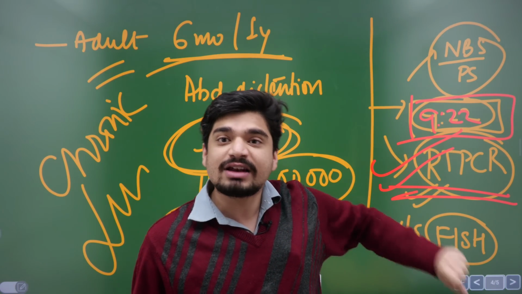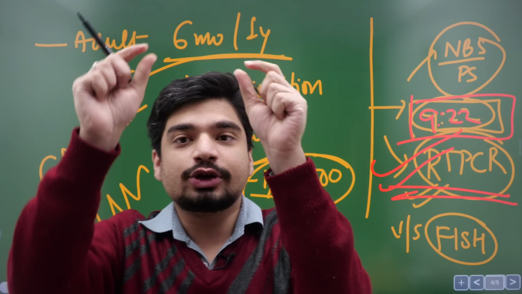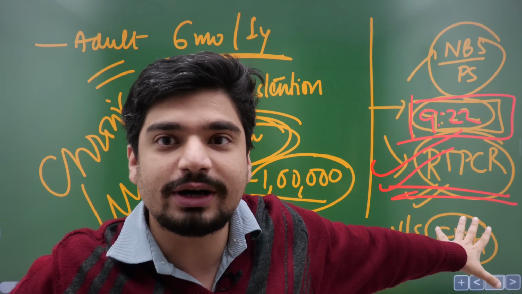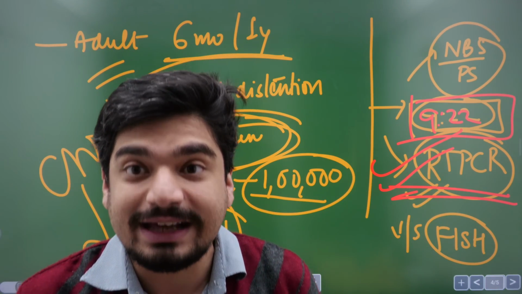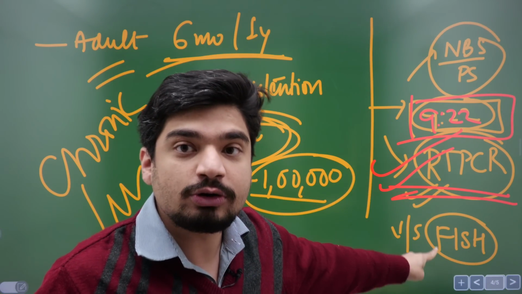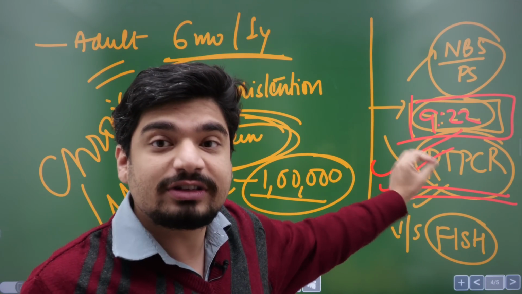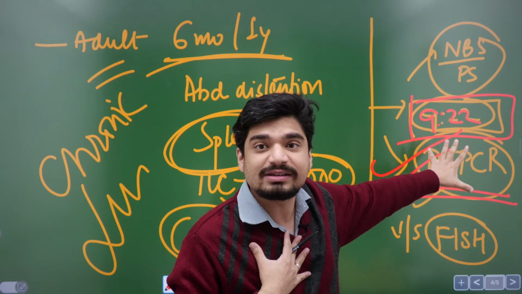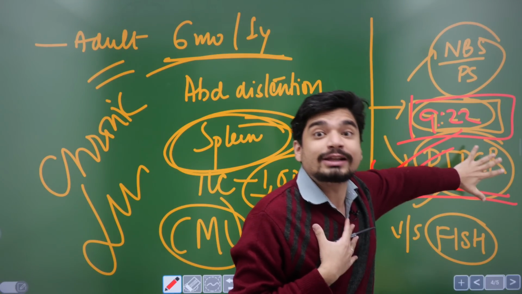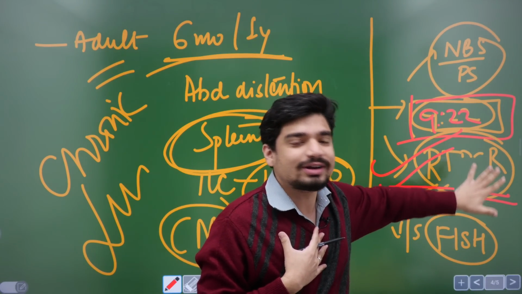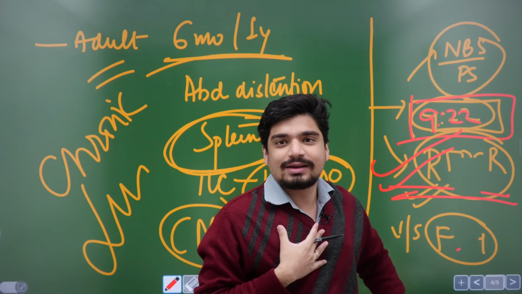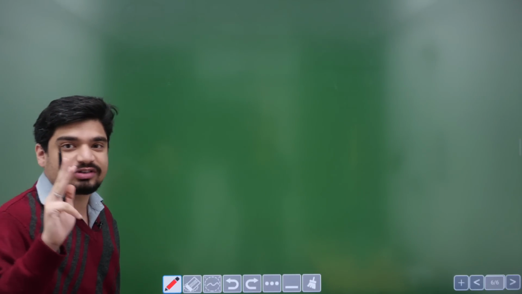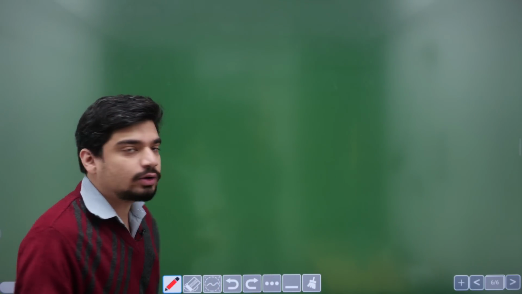Then FISH will be able to detect the translocation of 9;22. Sometimes that translocation is cryptic, that's why FISH is not able to detect it. So that's why the best thing to diagnose is always RT-PCR. In our institute, we always use RT-PCR. But if RT-PCR is not in the options, the examiner is not giving you the option, then choose FISH. Okay, I hope I have tried to cover 3 important questions here in which students always tend to get confused.